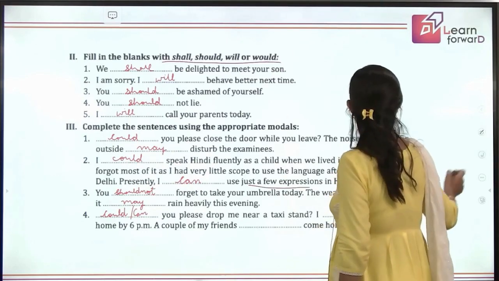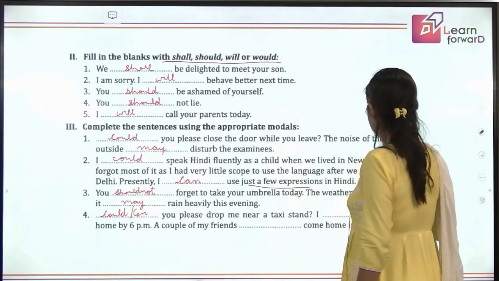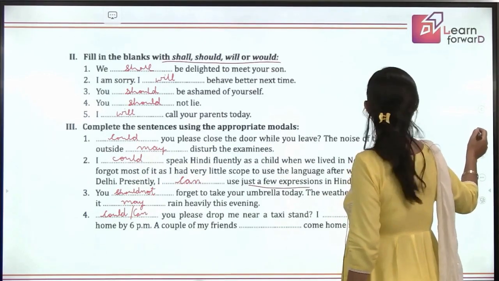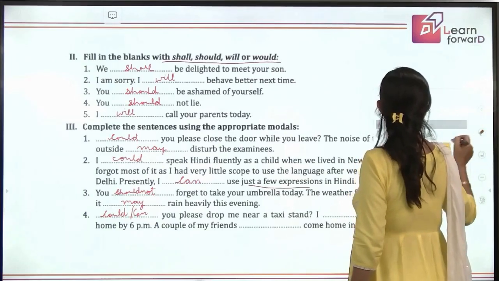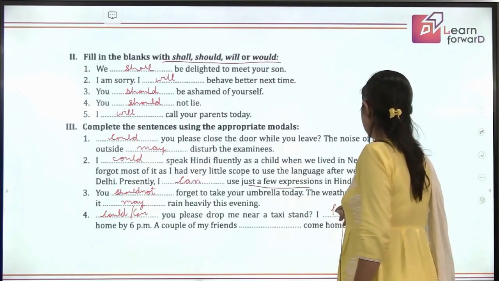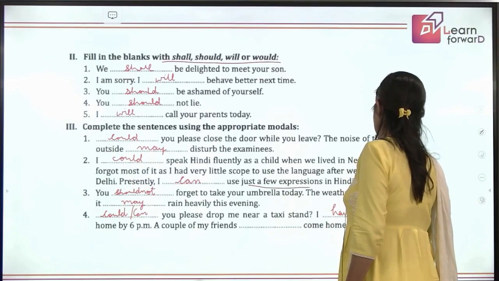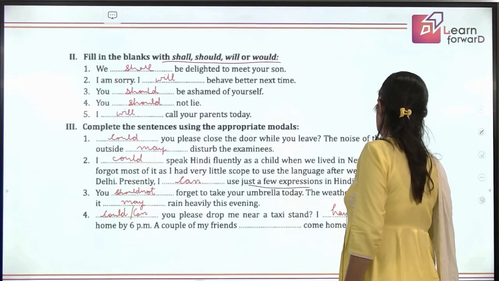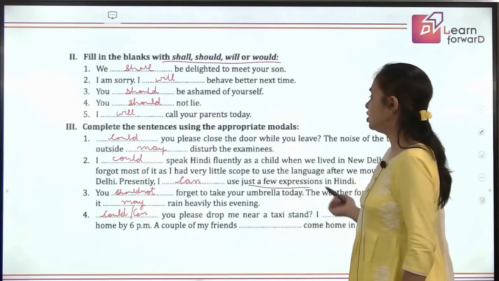Okay. So here it will be I dash reach home by 6 p.m. That means you want to reach there. Okay. So it will be I have to, or it can even be I must, because there is some necessity. I must reach home by 6 p.m.